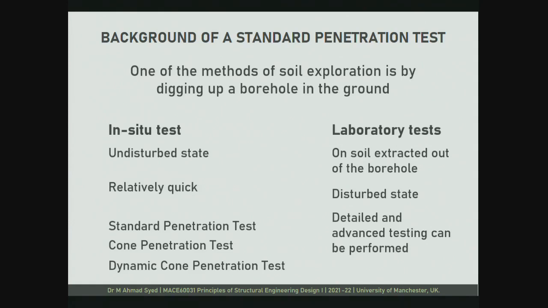But the advantage of a laboratory test is that you can do detailed investigation by performing a variety of tests. Of course, you will have some limitation here. You can do only very few tests, but here you have the luxury of doing a lot of tests. Now let us look at the SPT.